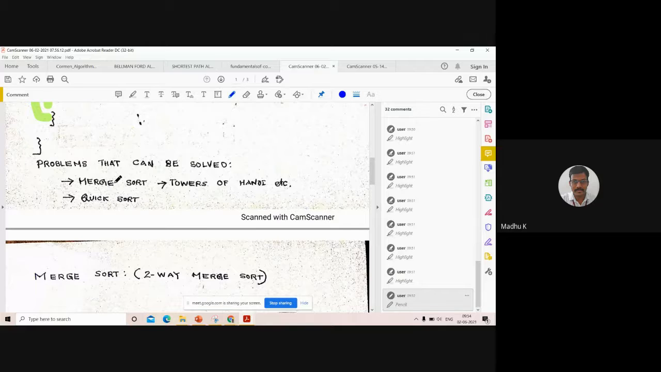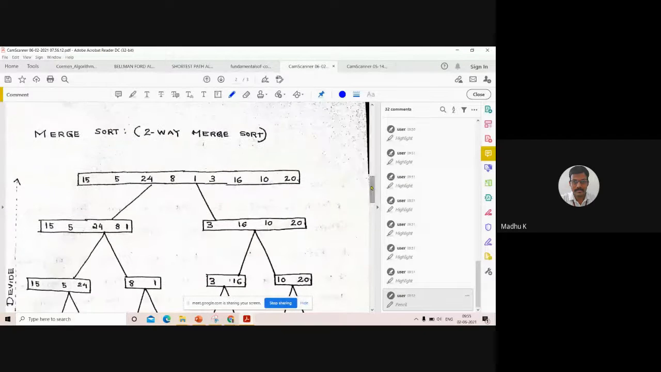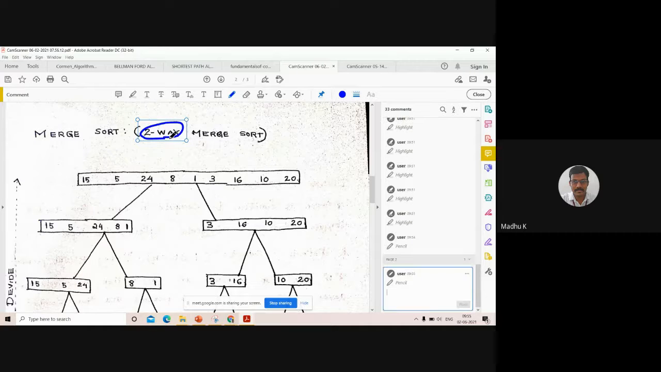There are several problems: merge sort, quick sort, similarly binary search, etc. We can solve Towers of Hanoi. These problems we can solve efficiently using the divide and conquer approach. Now we are going to discuss the classical case of merge sort. In the syllabus, we want to discuss two-way merge sort, so I'm taking that example to understand here.